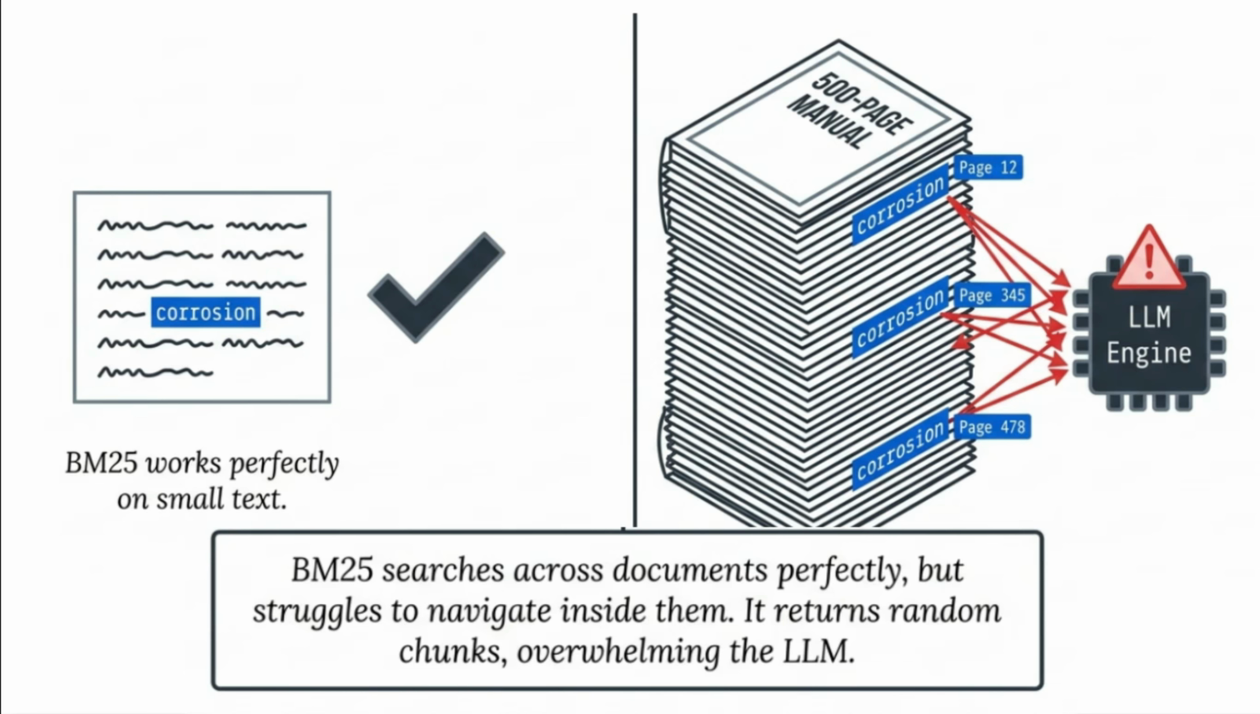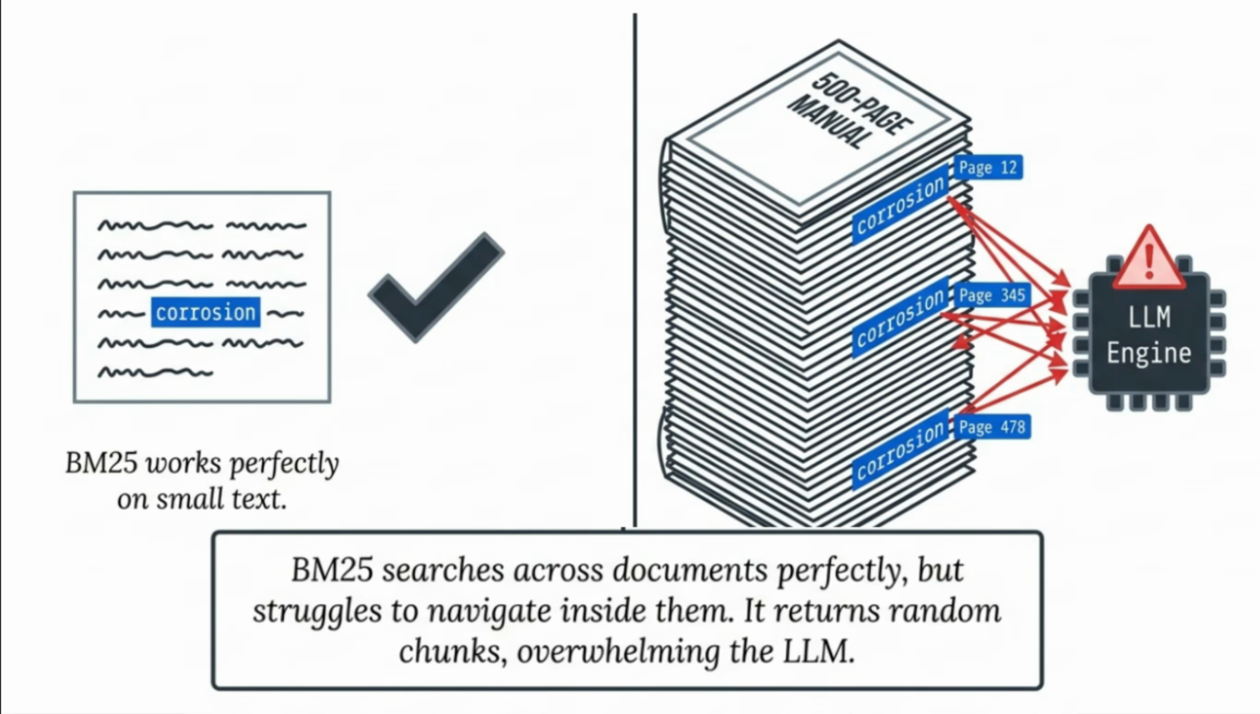Now imagine BM25 finds the correct document. That's great. But what happens next? The document might contain hundreds or even thousands of occurrences of relevant words. For example, BM25 might find the word corrosion on page number 12, then page 87, then page 245, and then page 412. It knows the words match, but it doesn't really understand the document's structure. It doesn't know that the answer is actually inside chapter 4, section 4.2 and subsection 4.2.3.